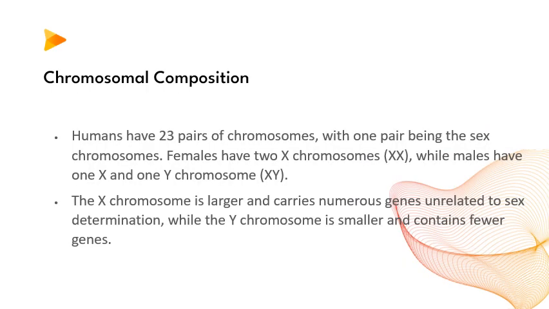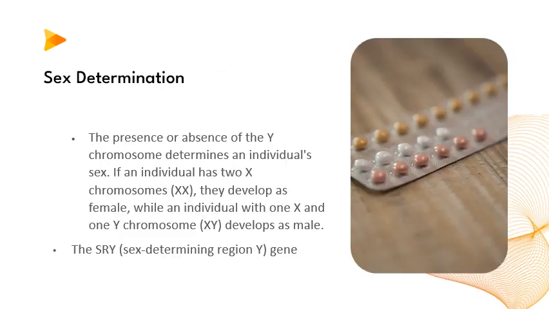Chromosomal composition. Humans have 23 pairs of chromosomes, with one pair being sex chromosomes. Females have two X chromosomes, denoted XX, while males have one X and one Y chromosome, denoted XY. The X chromosome is larger and carries numerous genes related to sex determination, while the Y chromosome is smaller and contains fewer genes. The presence or absence of the Y chromosome determines an individual's sex.